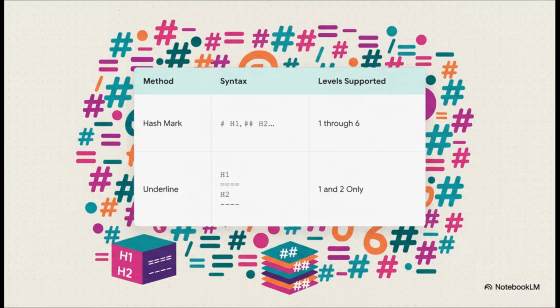First things first, headers. You've actually got two ways to do this. There's the original method, using equal signs or dashes underneath the text. But honestly, the more common and way more flexible method is just using hash marks. 1 hash for a level 1 header, 2 for a level 2, and so on, all the way down to 6. I'd really recommend sticking with the hash method. It's just simpler and covers all your bases.